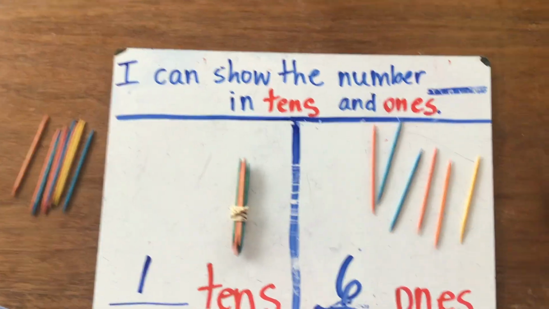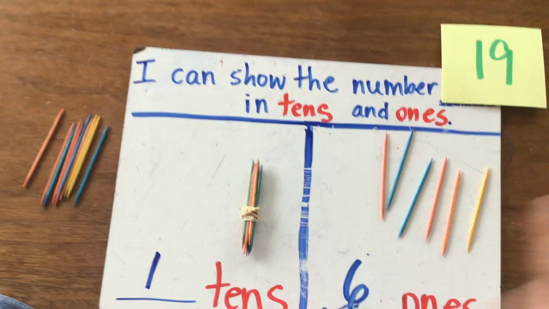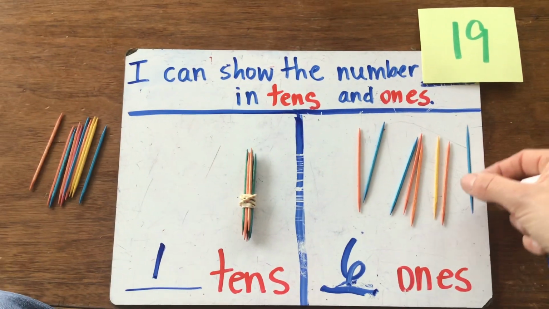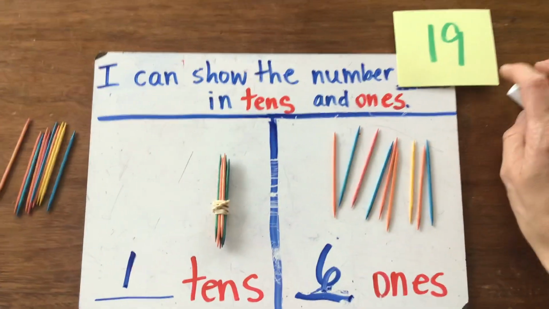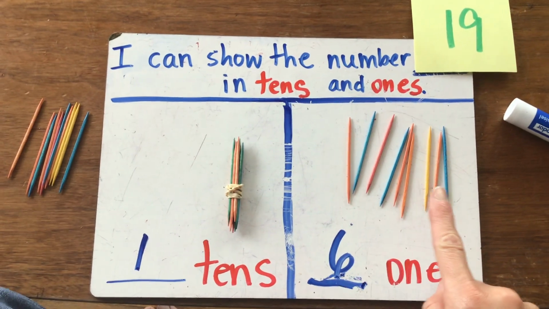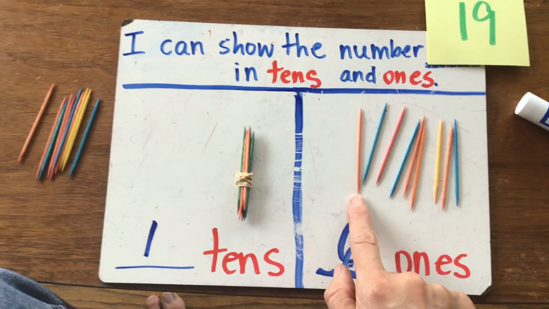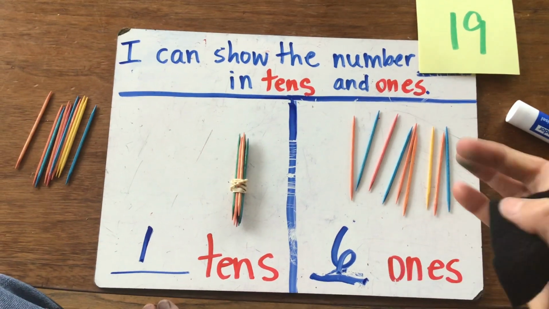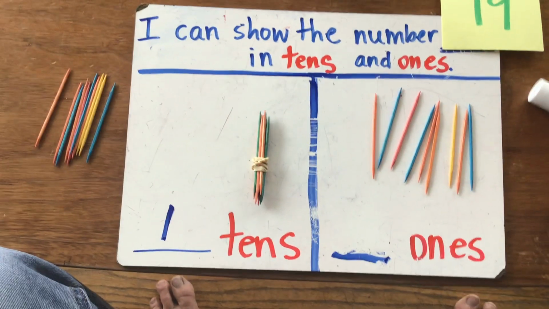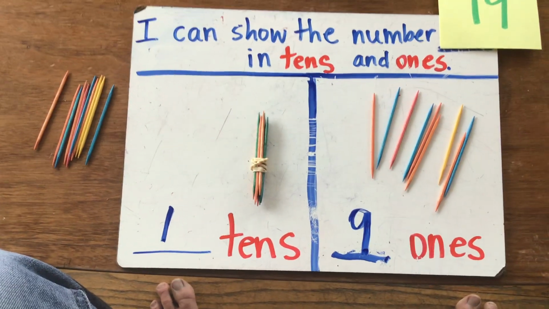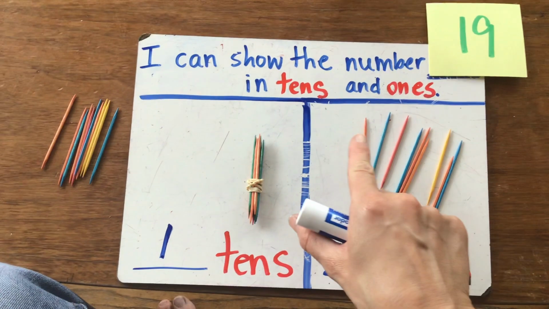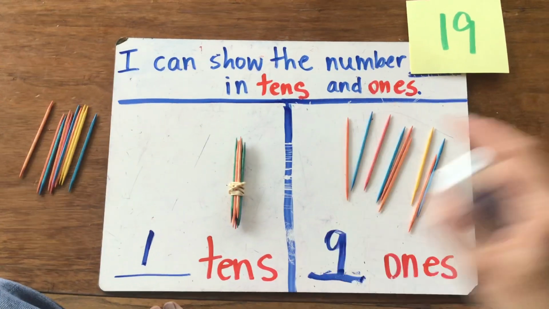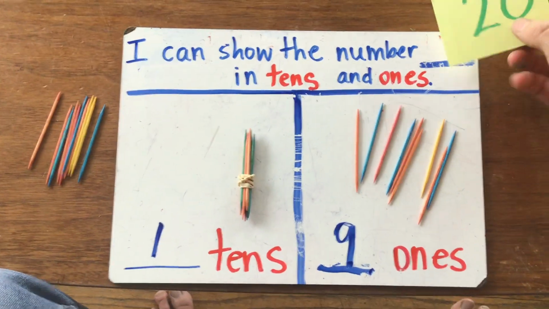Okay. Got a couple more. Let's see our next number. 19. Wow. All right. We have 16. Let's count up. 16, 17, 18, 19. Let's make sure we don't have a group of 10 yet. There's a lot here, a lot of toothpicks. Let's count and see how many ones we have now. 1, 2, 3, 4, 5, 6, 7, 8, 9. So we've got one group of 10 and 9 ones. If this is 9, how many more do we need to make another bundle of 10? One more. Awesome.